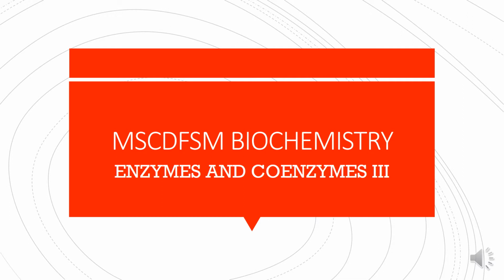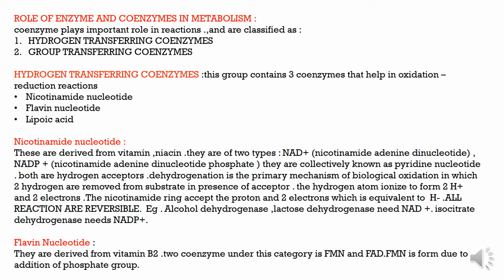We are here on enzyme and coenzyme, and this is part 3, the last section of enzyme and coenzyme. Role of enzyme and coenzyme in metabolism. Coenzymes play an important role in reactions and are classified as hydrogen transferring coenzymes and group transferring coenzymes. Hydrogen transferring coenzymes contain three coenzymes that help in oxidation reduction reactions. One is nicotinamide nucleotide, flavin nucleotide, and lipoic acid.